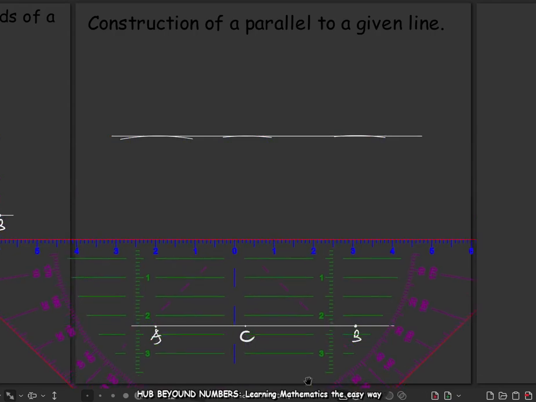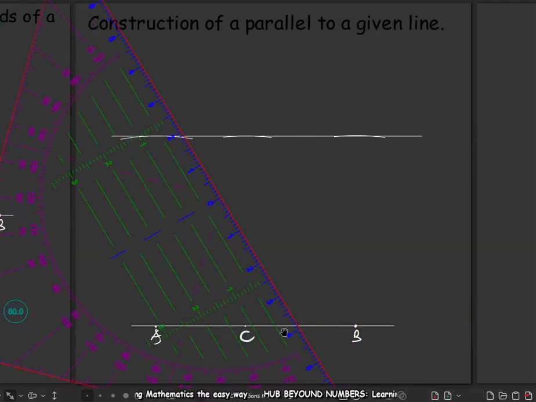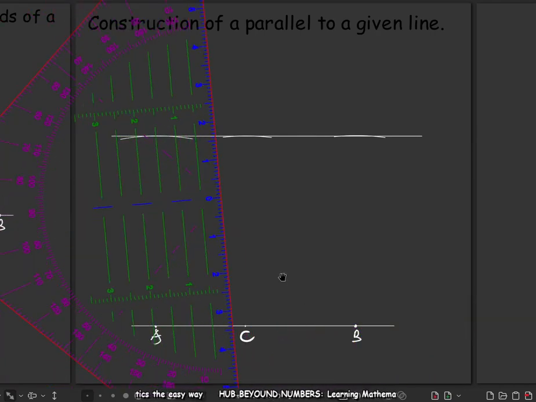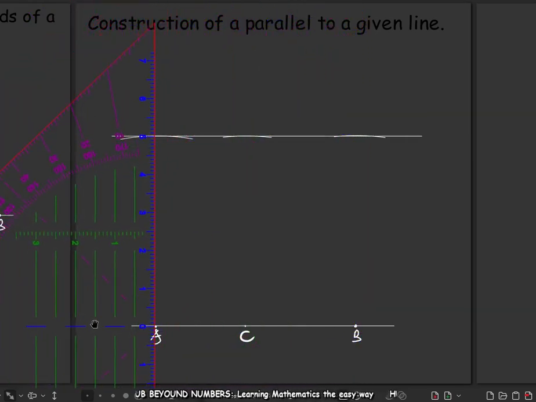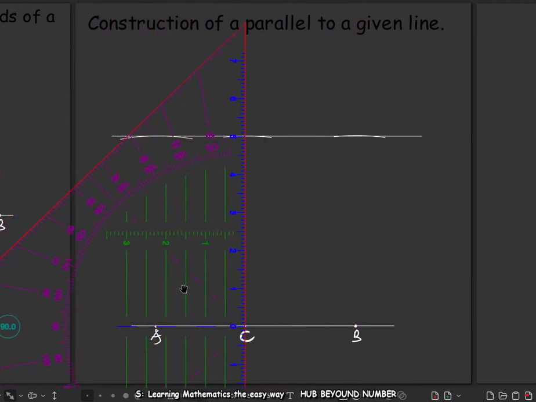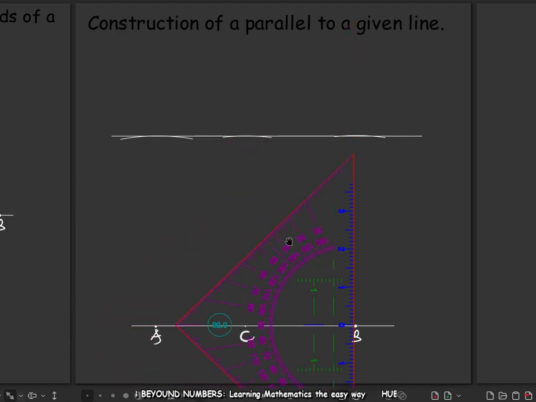You see, now you realize that if you measure the distance between these 2 lines, they would all be of the same measure. If I measure from point A to touch the line, you see that is 5 centimeters. Point C to also touch the line is also 5 centimeters, and then point B to touch this line over here is 5 centimeters. So basically, this is how we construct a parallel to any line segment.